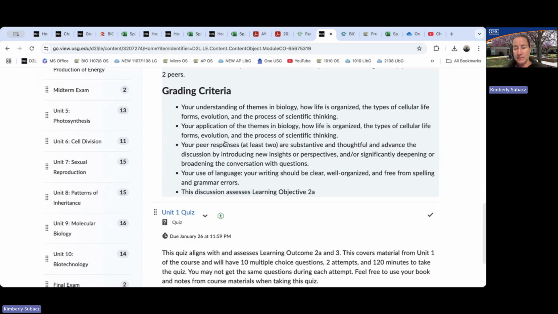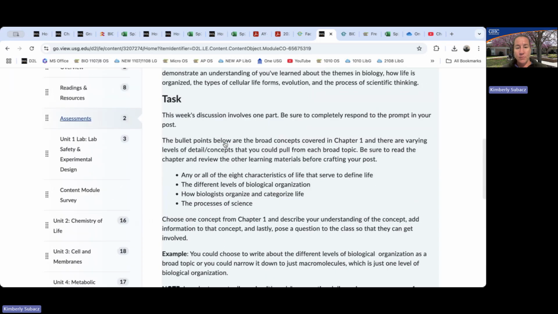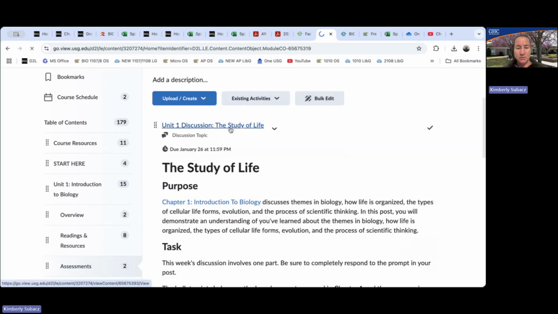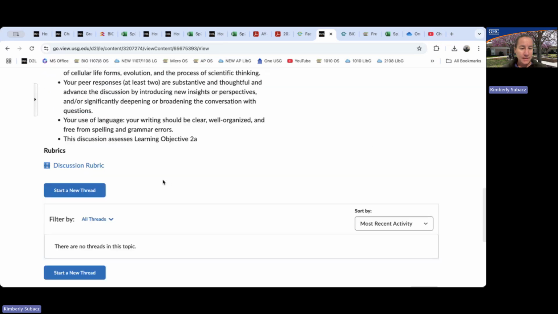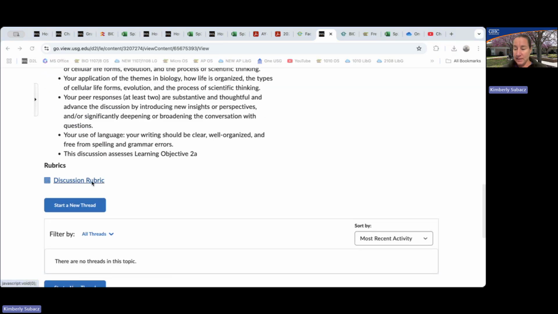And then the grading criteria for those 4 discussions. Let me just show you. For these guys, they have rubrics. Most of our assignments have rubrics, discussions have rubrics. These are how I grade y'all. So here we have, did they understand the topic in this discussion post? Did we have a grasp on the study of life?